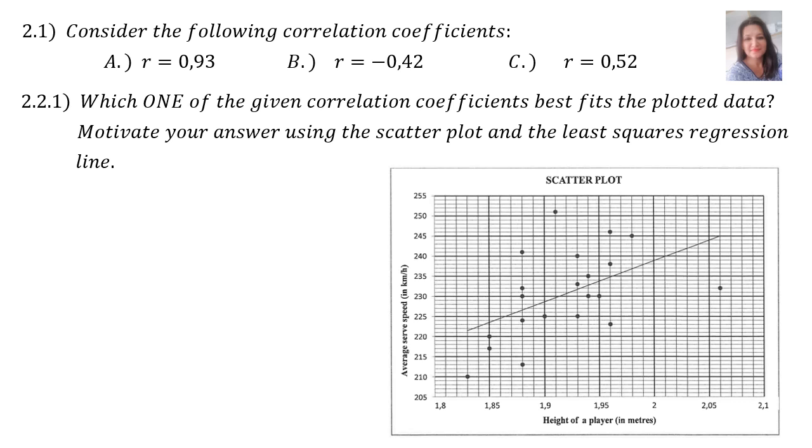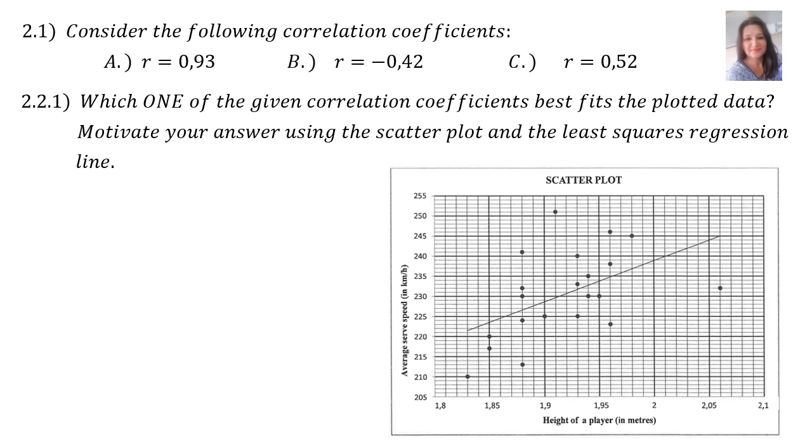Question 2 says, consider the following correlation coefficients. A, R is 0,93. B, R is minus 0,42. And C, R is 0,52. Question 2.2.1. Which one of the given correlation coefficients best fits the plotted data? Motivate your answer using the scatter plot and the least squares regression line.